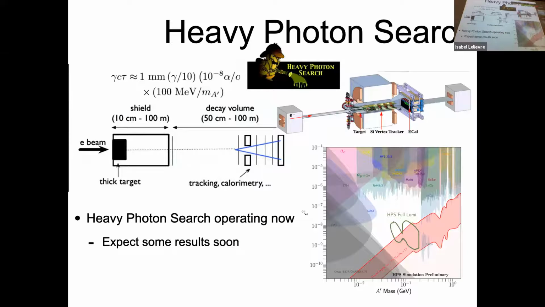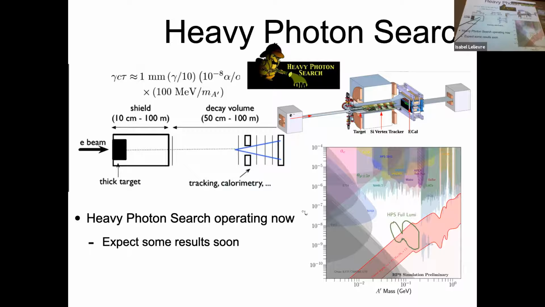And then here's another long-lived dark matter search. There's so many, it just keeps going. This one's called the Heavy Photon Search. This one is actually taking data right now. This is at Jefferson Lab. So they use an electron beam, and the idea is electron beam on a target.